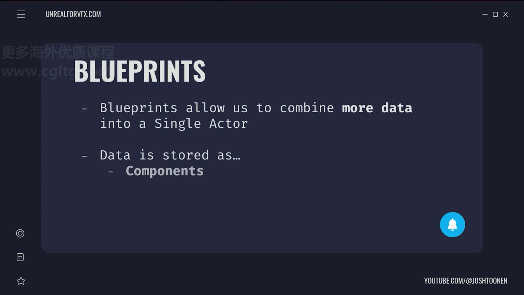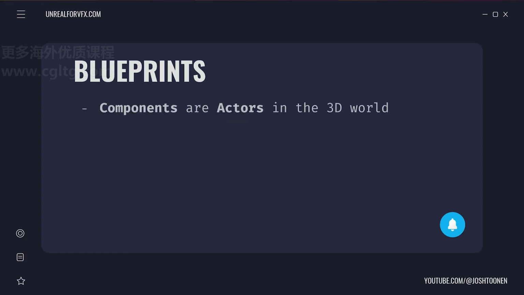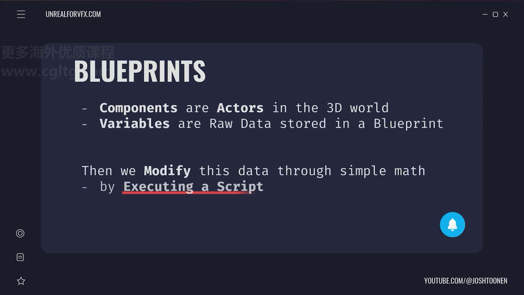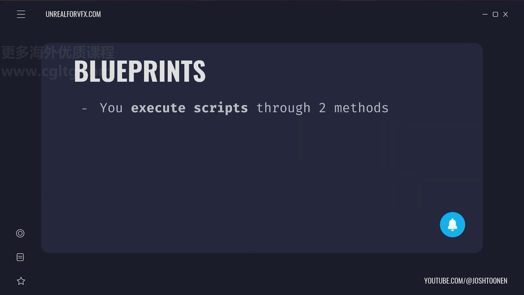Now in blueprints, data is stored in two ways. They're stored as components, like an axe would be a static mesh component, and variables. So components are actors in the 3D world. We're just nesting them inside of a blueprint. And variables are raw data stored inside of the blueprint. And we can use the variables inside of our scripts to modify the math and the programming that's going on. And again, we modify this data through simple math by executing a script. So there's two different ways that we can execute scripts. The first are through construction scripts, which will happen anytime you place an actor in the scene, anytime you move it around, anytime it's constructed.